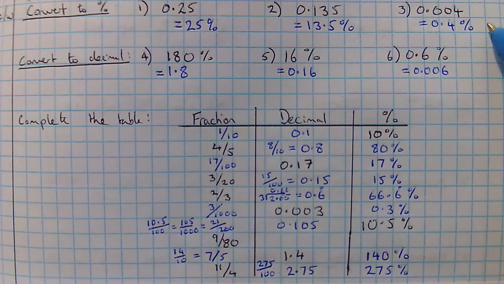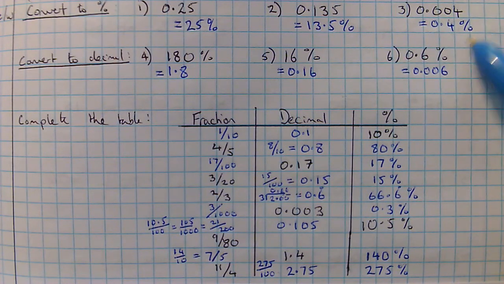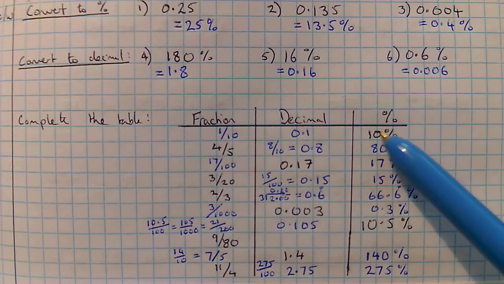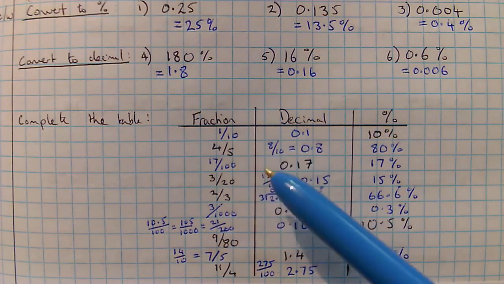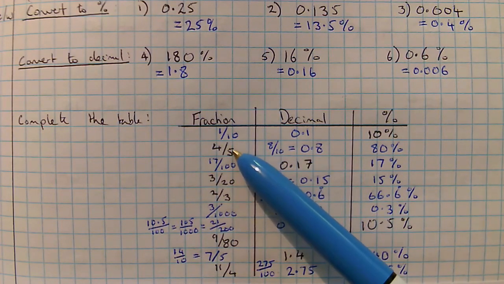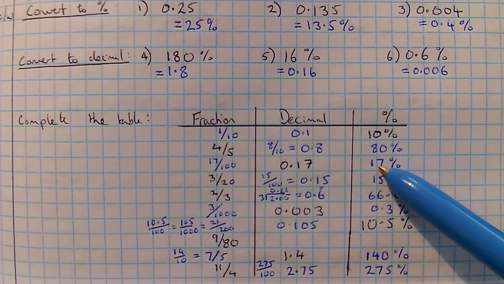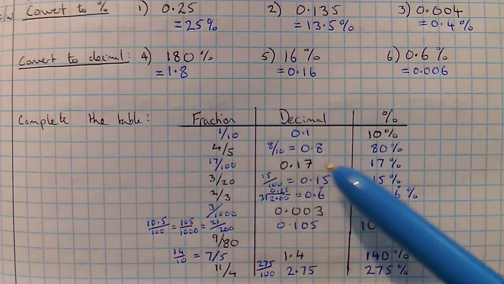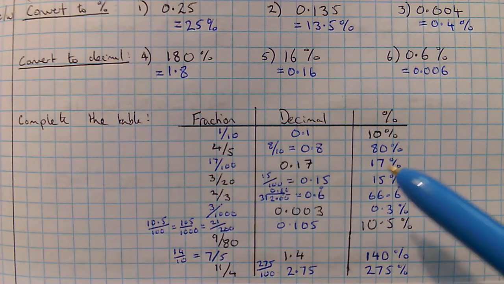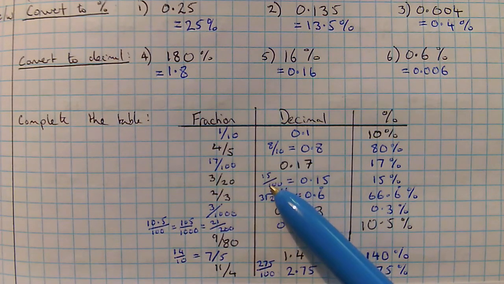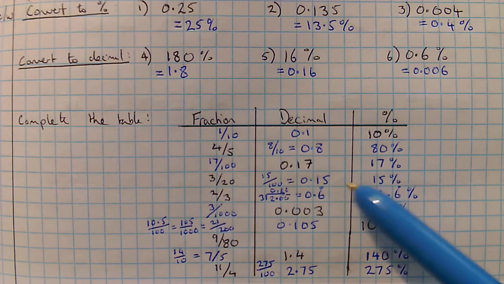Just be careful on 3 of the first lot that you got your decimal in the right place, 0.4%, and here that it's 0.006. Hopefully your conversion should have gone according to plan. So 10% was 10 out of 100, which gave you your 1/10. 4/5 converted to 8/10, which gives you 0.8, gives you 80%. 17%, 17 out of 100, 0.17, you can't simplify that. Your next one, 3 out of 20, you can convert that to a fraction out of 100, gives you 15 out of 100, which is 0.15 or 15%.